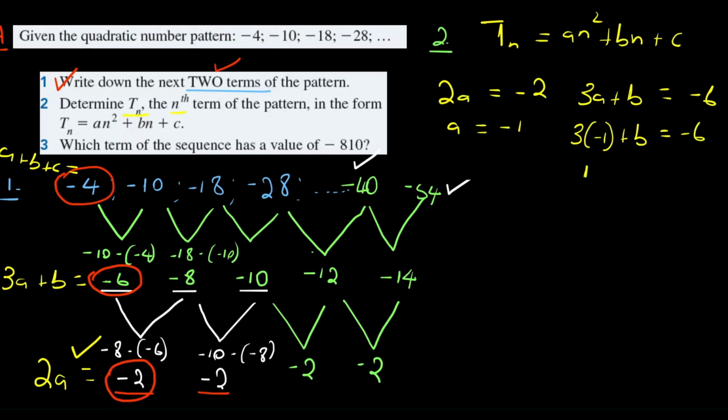And 6, so b is equal to -6. Take the 3 to the other side, it will be +3. Therefore, b will be equal to -3. And to calculate c, really we're done with that.